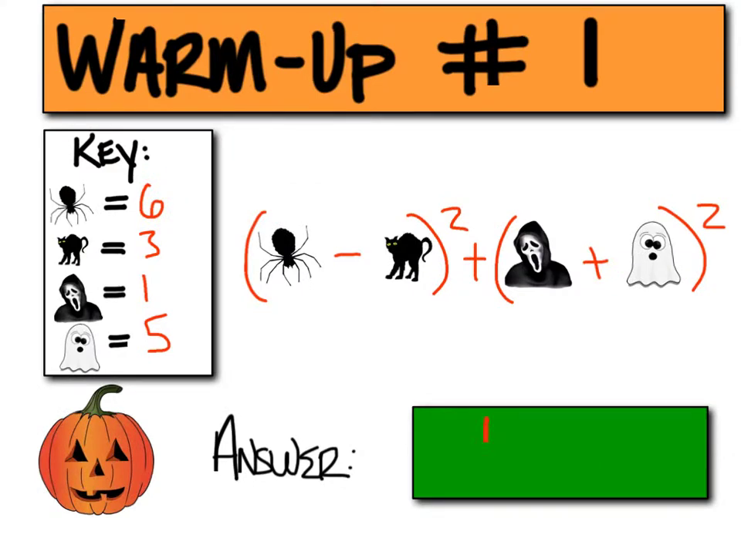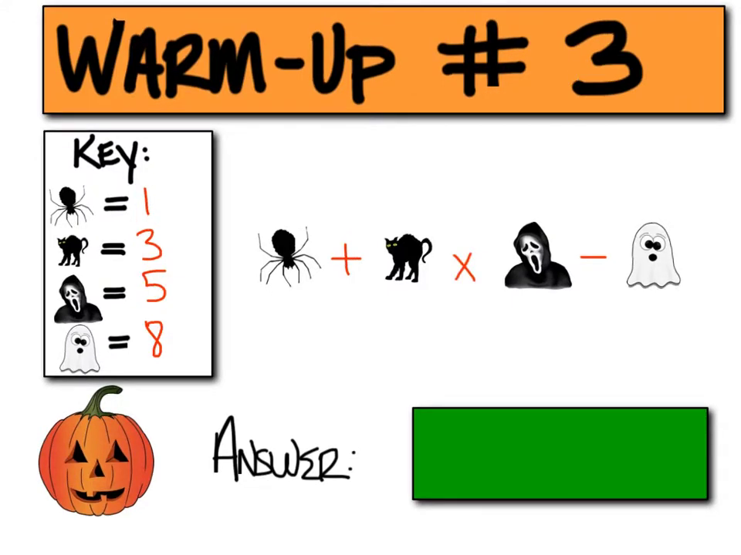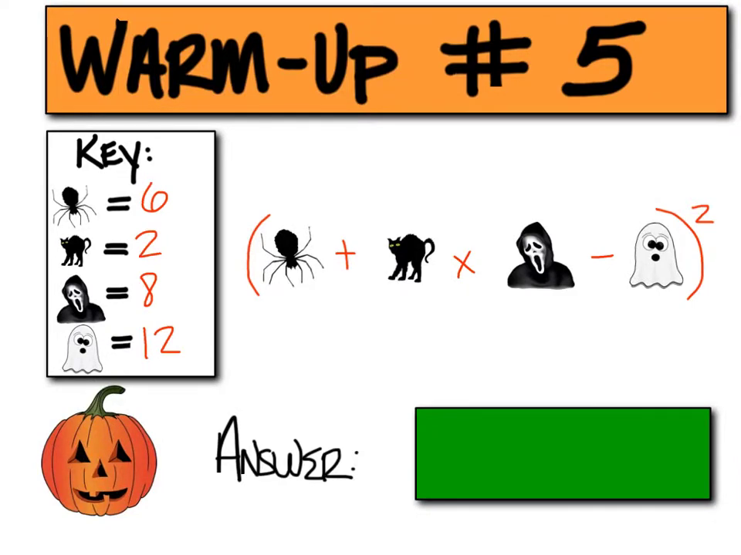Alright, answer for this one is 45. Number 2. Alright, answer for this one is 5. Number 3. Okay, answer for this one is 8. Okay, number 4. Answer for this one should be 0. Number 5. Alright, answer for this one is 100.